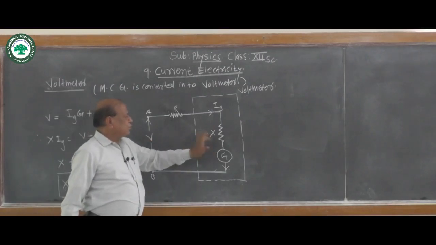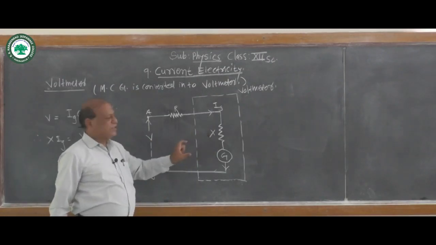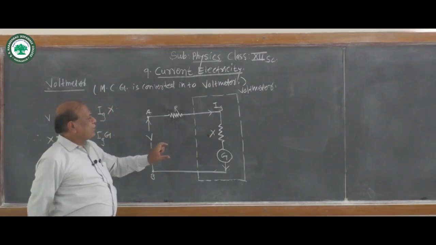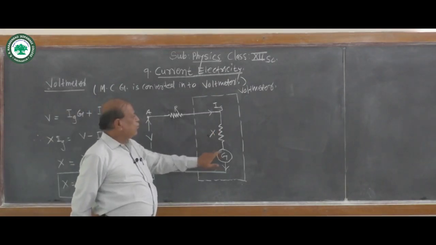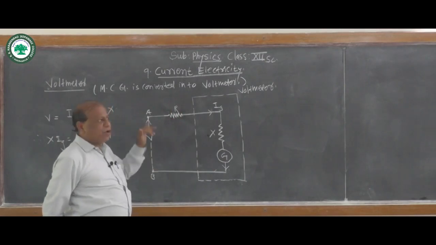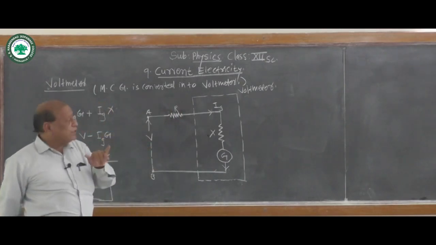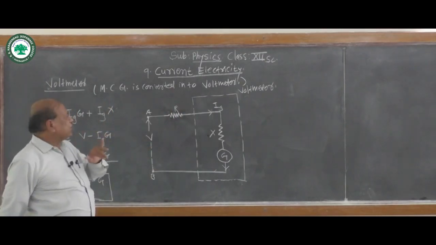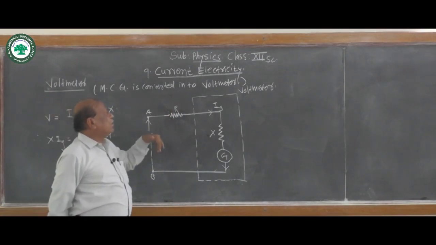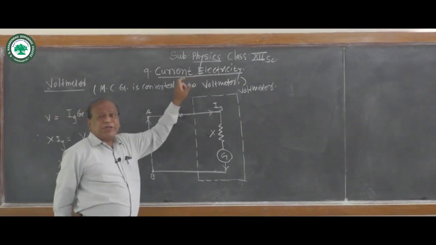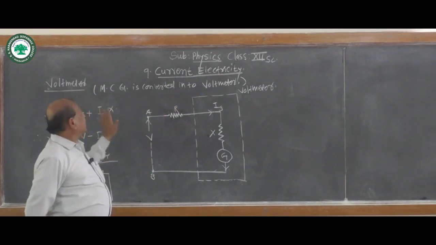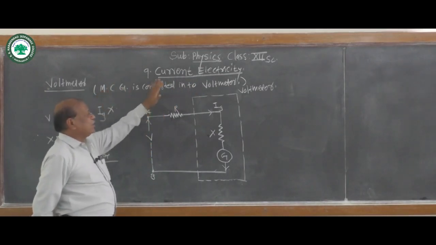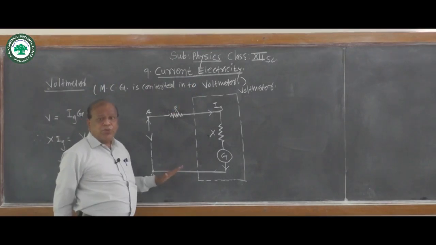And now a suitable value of this X is connected in series with this galvanometer. Therefore, the effective resistance of the circuit increases, which is decreased due to the connection of that voltmeter in parallel to the circuit. And in this way, this moving coil galvanometer is converted into a voltmeter.